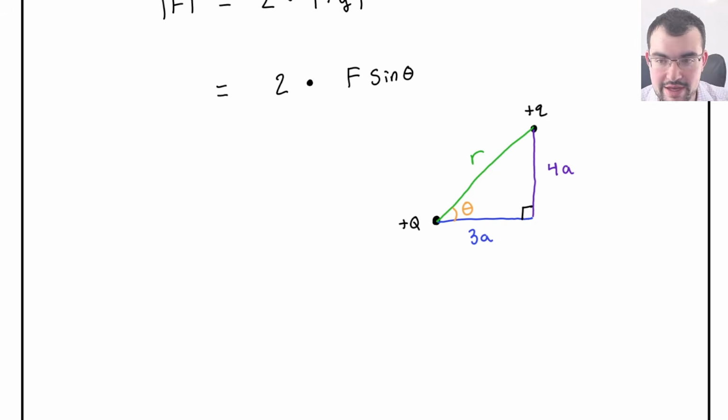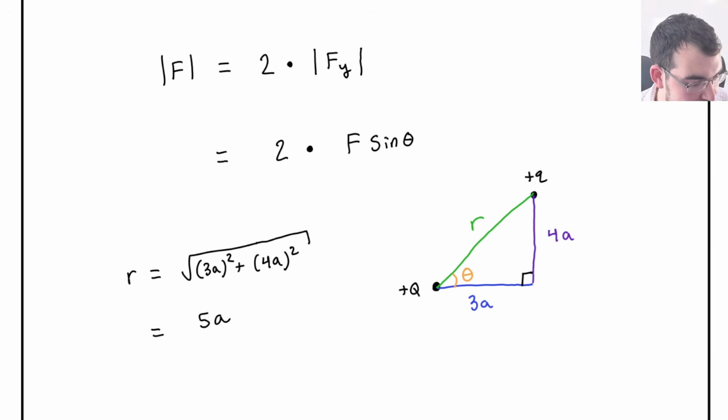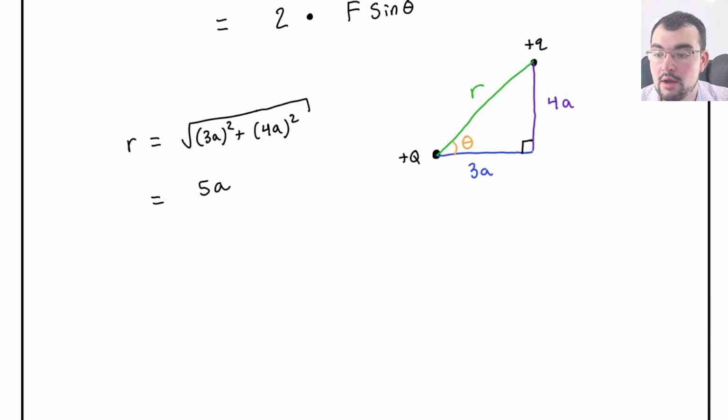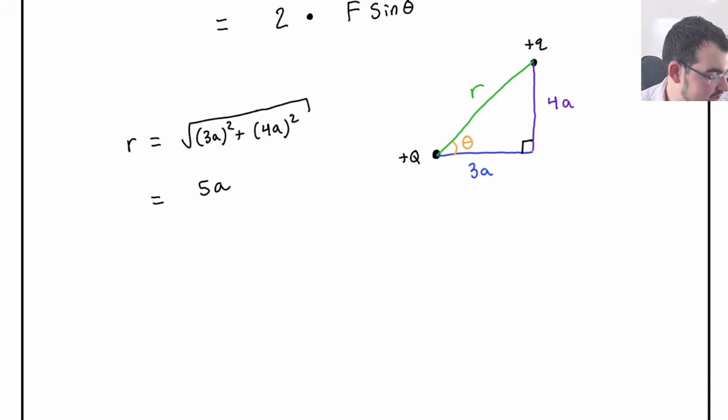So we can see that our distance r here is just going to be the Pythagorean length: 3 squared plus 4 squared, all under a square root. Wow, what a surprise. It's a 3, 4, 5 triangle. Come on, you knew I'd do this to make your answer look nice. I try to make it convenient, right? So we got a distance of 5a.